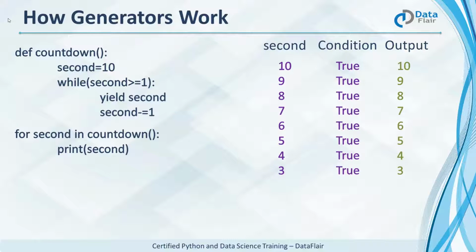And now second is 2. The condition is true. And it prints 2. Second is now 1. The condition is still true. It prints 1. Now second is 0. And the condition is now false. And we're done with this generator.